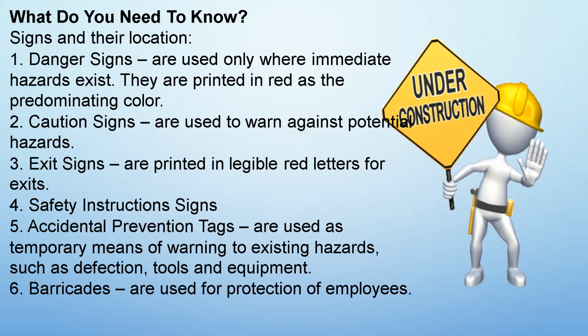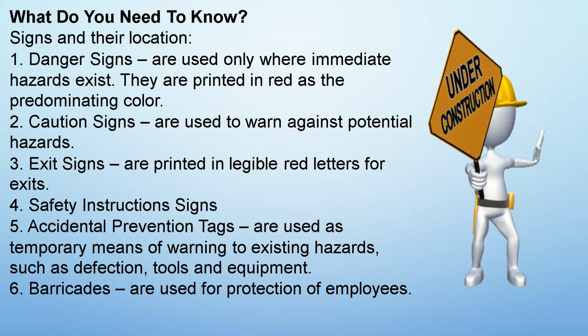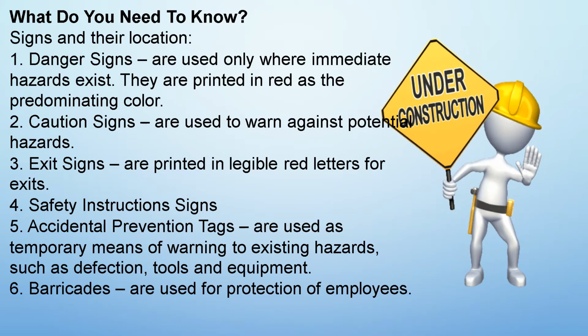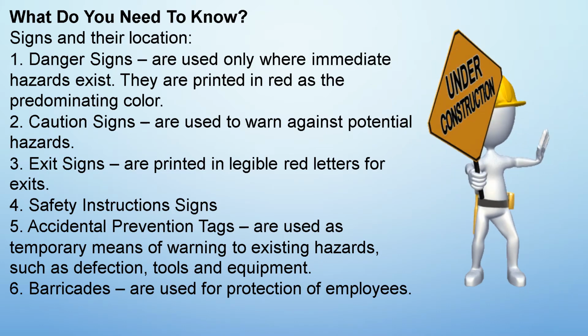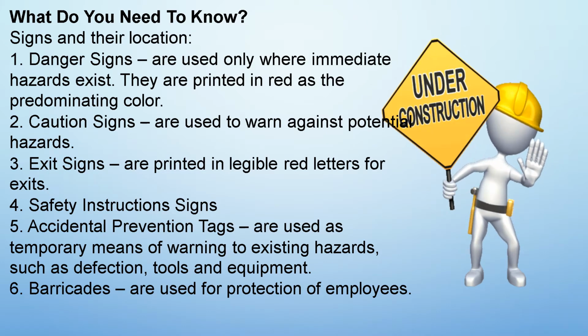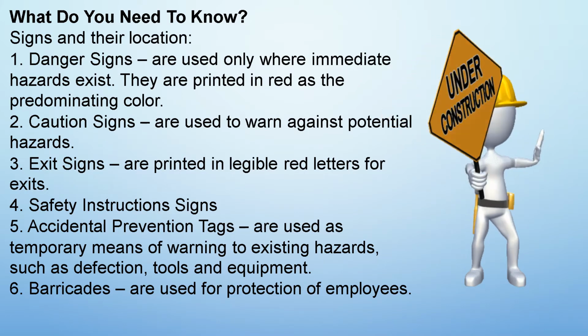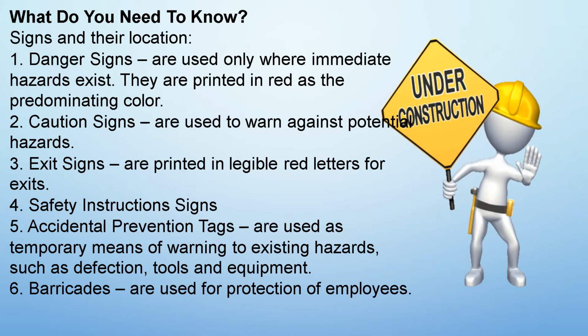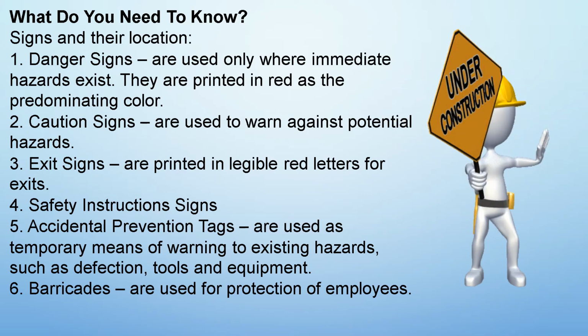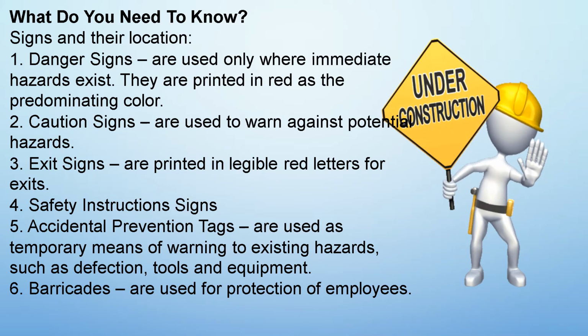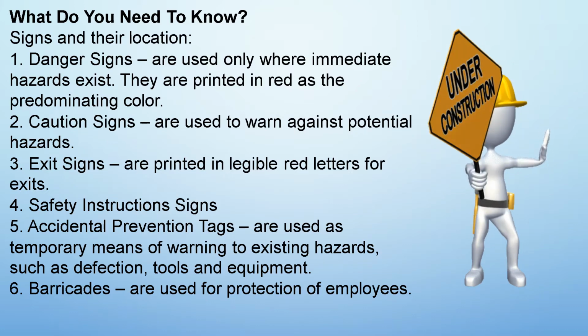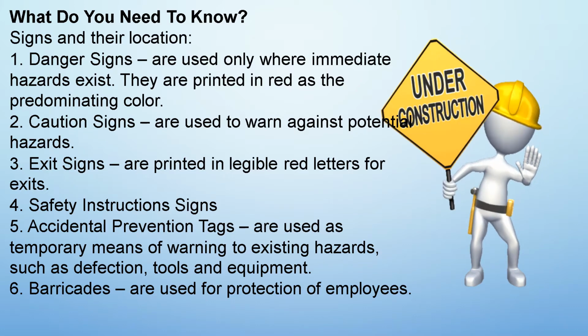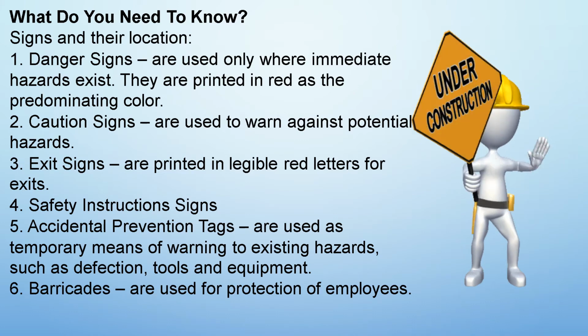Next, we have the caution sign. Caution signs are used to warn against potential hazard. Exit signs are printed in legible red letters for exit. Fourth, we have the safety instruction sign. Then, accident prevention tags are used as temporary means of warning of existing hazard such as defective tools and equipment. Then, we have barricades, which are used for protection of employees.